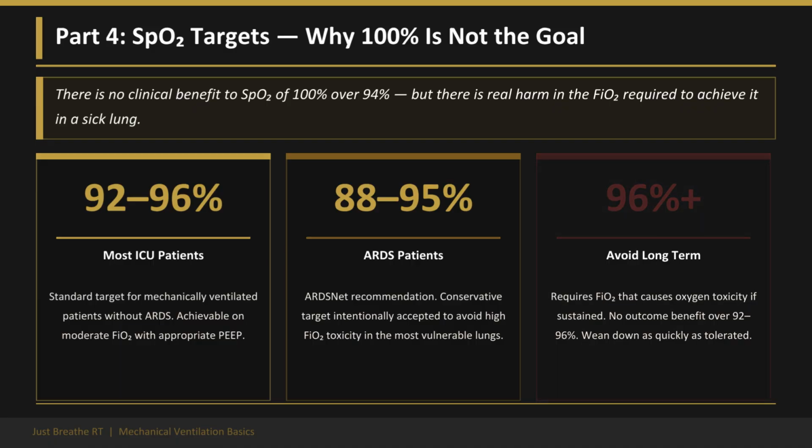The LOCO2 trial, published in the New England Journal of Medicine in 2020, compared conservative oxygen therapy targeting SpO₂ of 88 to 92% against liberal oxygen therapy targeting 96% or above, and found that conservative oxygen targets were associated with fewer days on the ventilator and better outcomes in ARDS patients. The takeaway? More oxygen is not always better. The right amount of oxygen, delivered efficiently with appropriate PEEP, is what protects your patient.